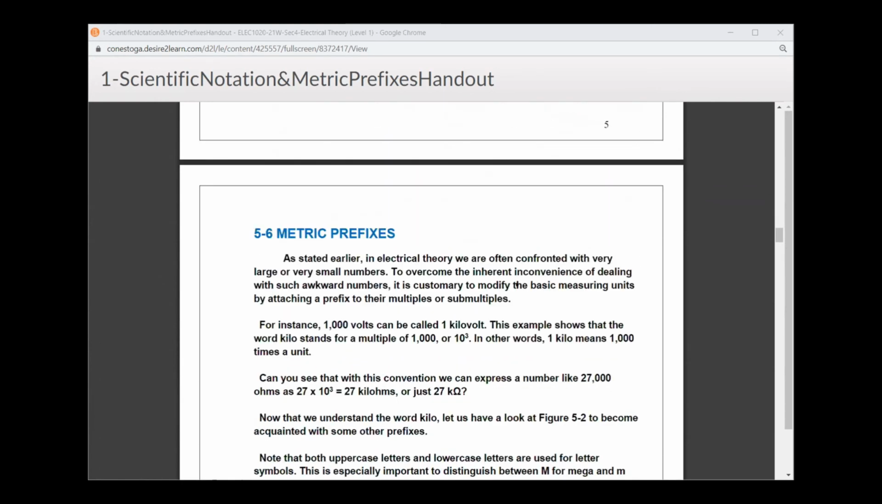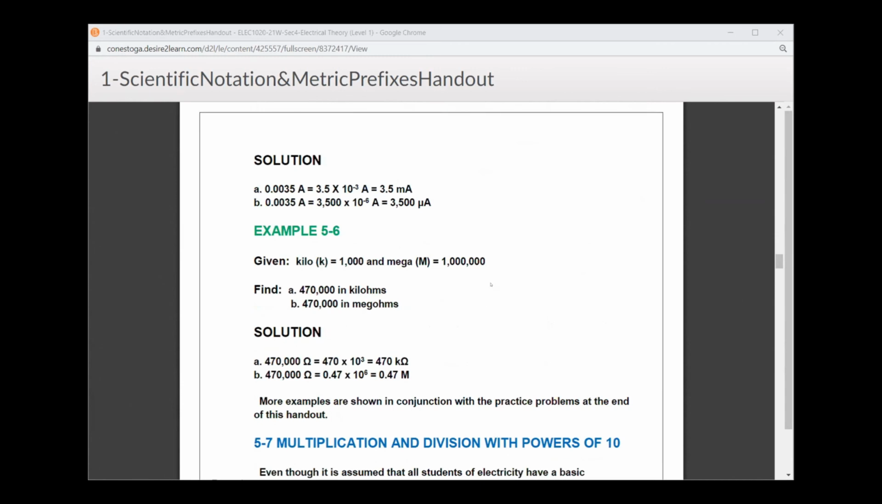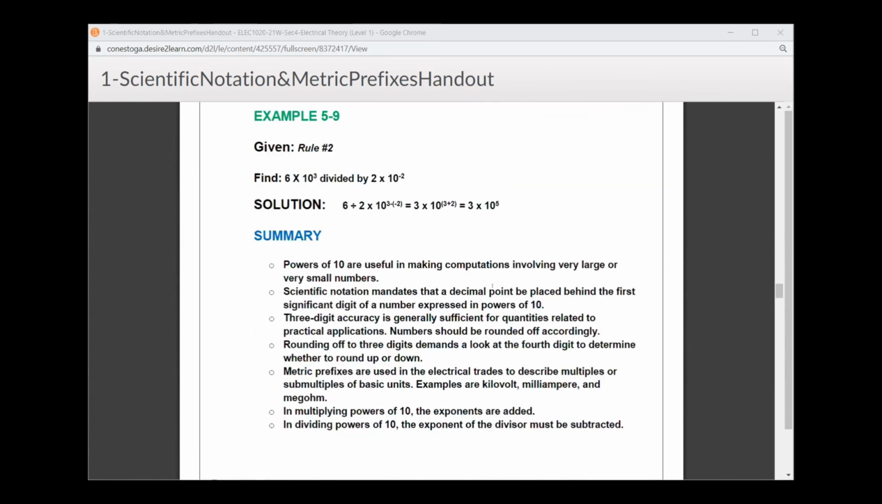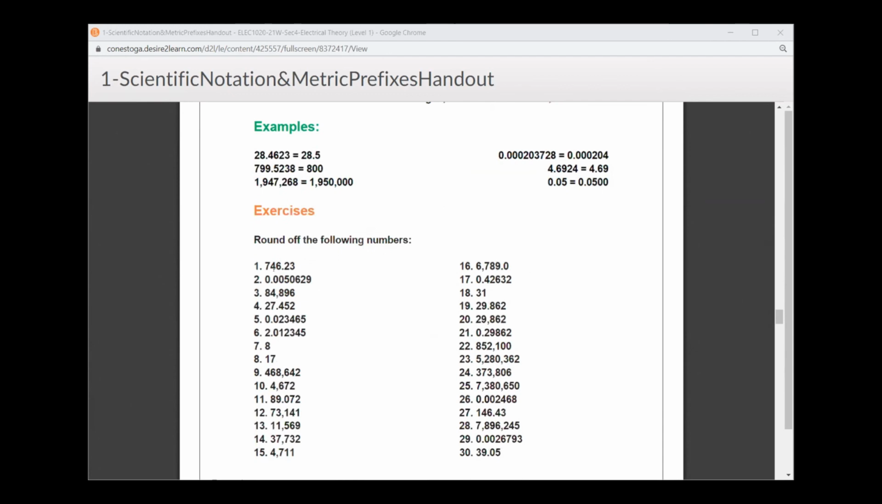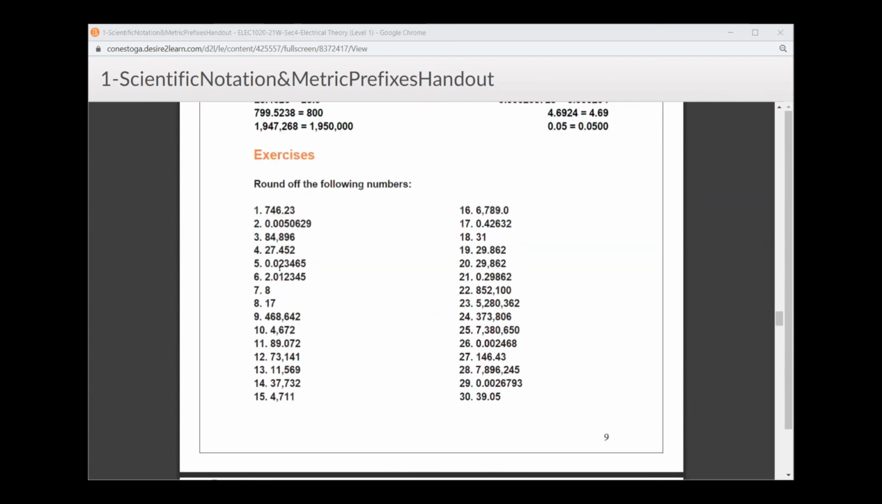Okay, so let's get into the exercise. Let's get into rounding off. Please take the time and read the rationale behind it. I didn't want to spend the time reading you the rationale. I just wanted to give you a practical example. Let's get into this one here. We're going to be rounding off these numbers.